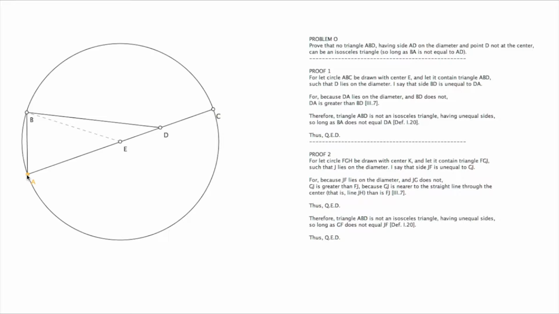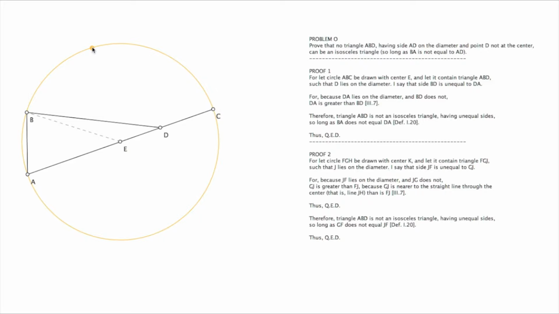The reason that you can't actually prove it as it's stated is that it's always possible for side BA to be equal to side AD. Right? If you can imagine drawing a circle with center A and radius AD, this would produce a triangle ABD such that side DA would be equal to side AB. So then we would in fact have an isosceles triangle inside this circle where one of the sides lies on the diameter and that corner D is not on the center.